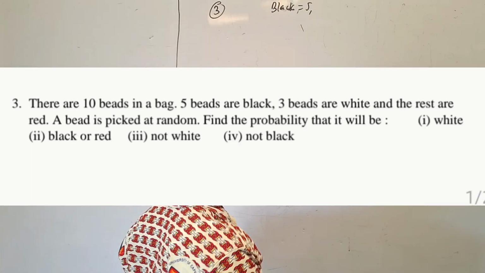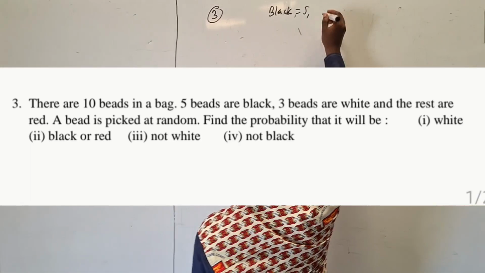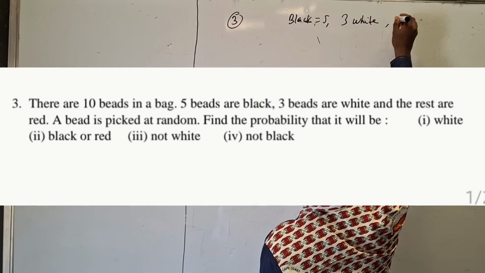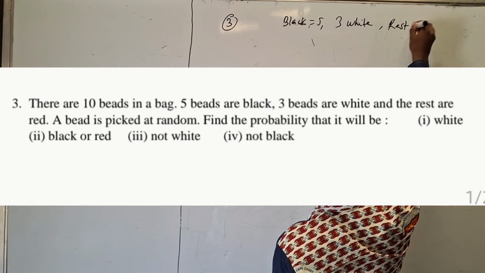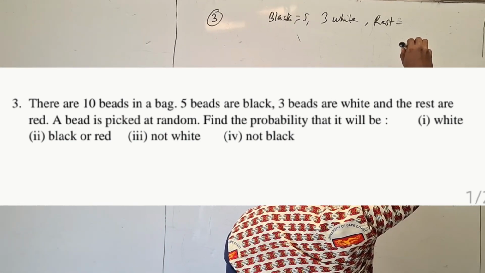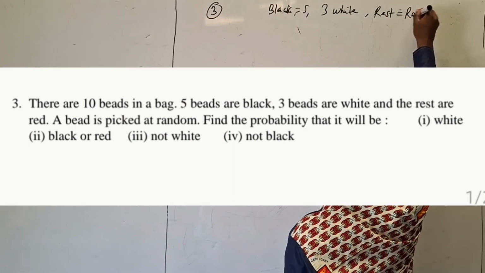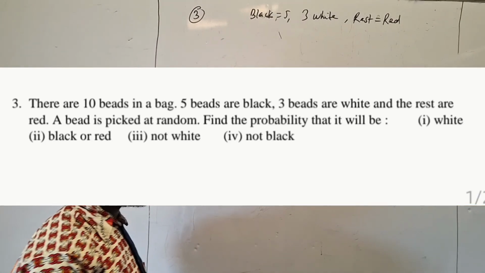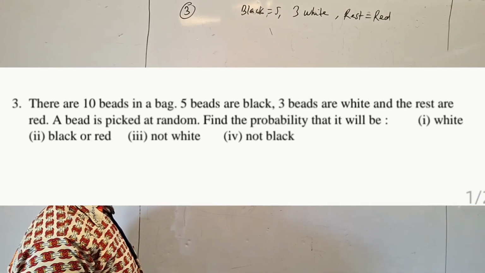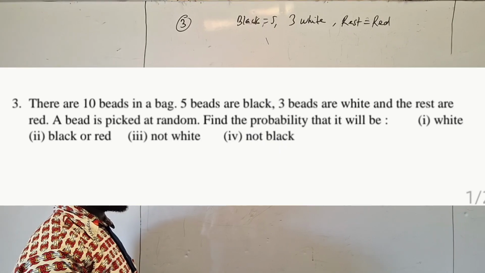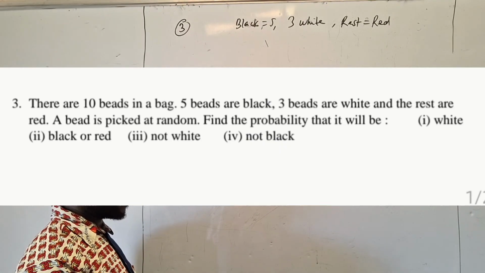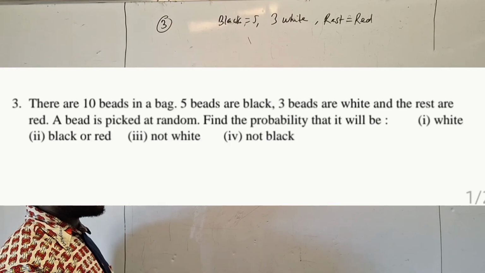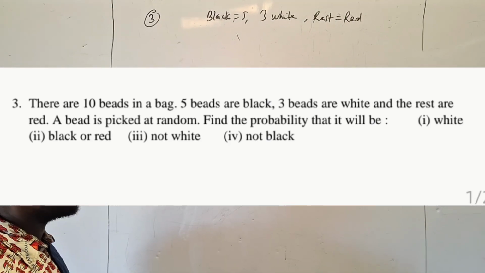You have 5 black beads, then 3 white, and they say the rest are red. The rest are red. So a bead is picked at random. Find the probability that it will be (i) white, (ii) black or red, (iii) not white, and (iv) not blue.